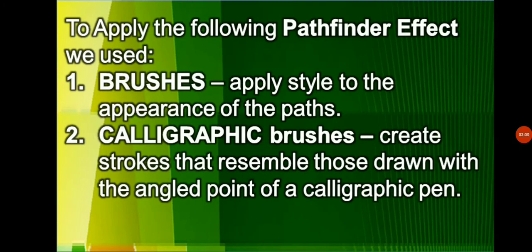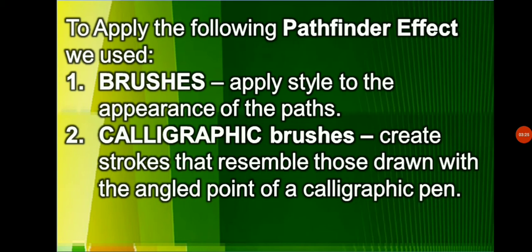Next is how to apply the following Pathfinder effect. Select the object to which you want to apply the effect. To apply Pathfinder effect to a group or a layer, target the group or layer. In the Pathfinder panel, click the Pathfinder button in the bottom row or Alt-click a shape mode button in the top row.